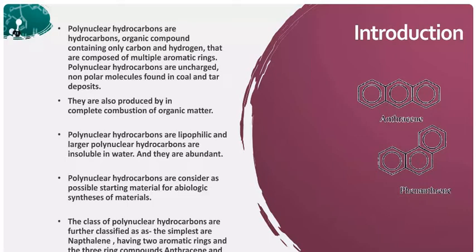So the last important point related to polynuclear hydrocarbons is that the class of polynuclear hydrocarbons is further classified. The simplest is naphthalene, having two aromatic rings, and the three-ring compounds are anthracene and phenanthrene.